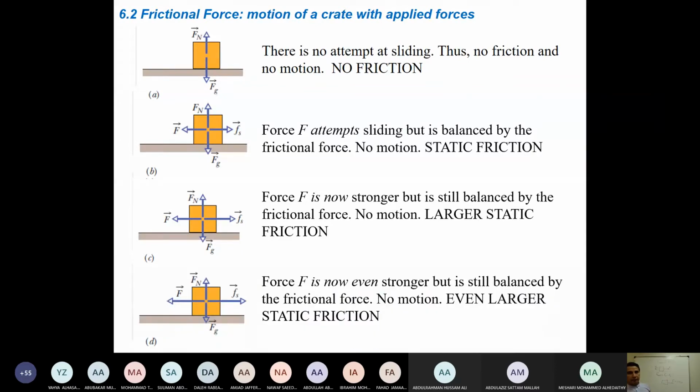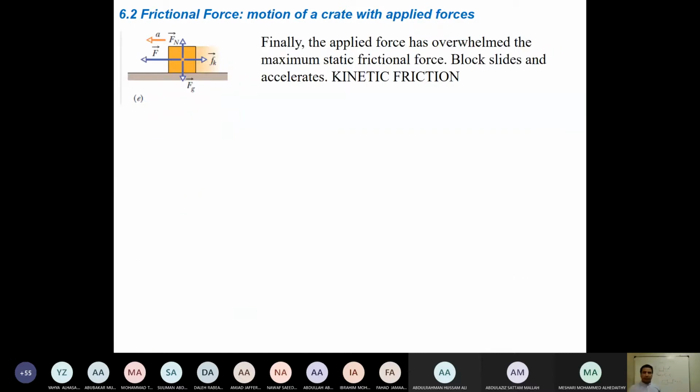Now what happens if we increase our force even more? Well, the static friction gradually increases, completely countering it. No matter what, if the body is at rest, the static friction is equal to the applied force. Finally, if my applied force was even stronger than the friction force, then what will happen?